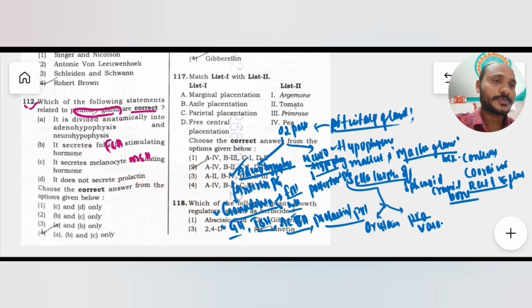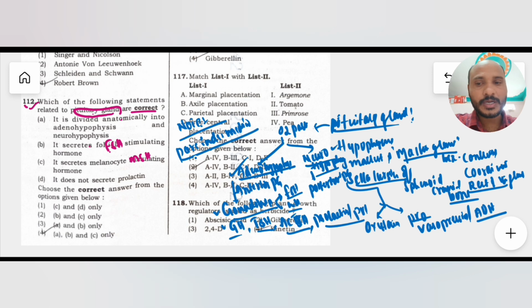Oxytocin and vasopressin. This vasopressin hormone is also called ADH, antidiuretic hormone. Here is one important point: pars intermedia is generally a part of the adenohypophysis. Think of the pituitary gland, which is anatomically divided into two parts.